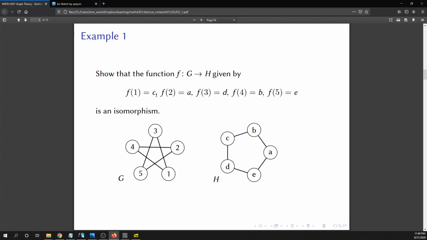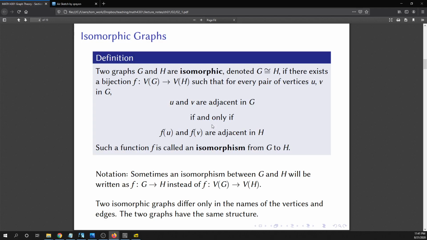These sets are really small, so you can just list out the function. F of 1 is C, so 1 goes to C. F of 2 is A. F of 3 is D. F of 4 is B. F of 5 is E. So there's our function from the vertex set of G to the vertex set of H. There are a couple of things to verify here. Number one, the first part is that the function has to be a bijection.